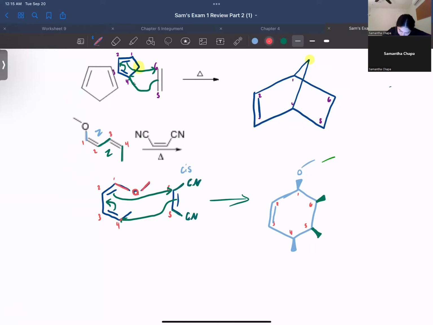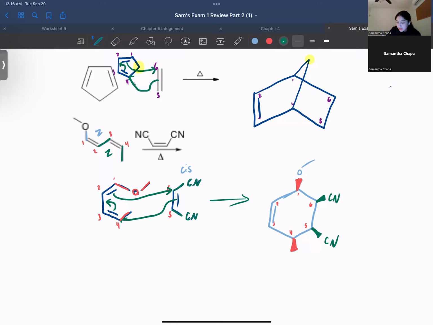Since these two substituents coming off of your diene are both Z, you've got to make sure that these are both in the same, either wedge or dash. There you go. Okay. Let me finish it up. C and C, and there we go. Let me just change it up for you.